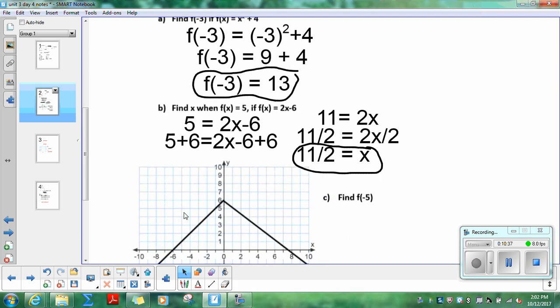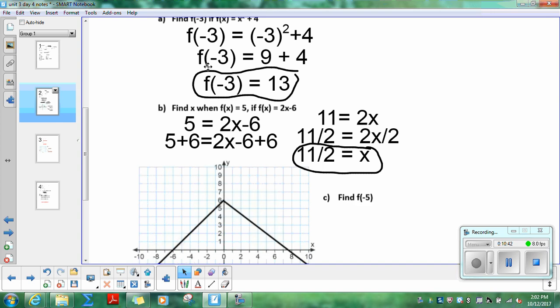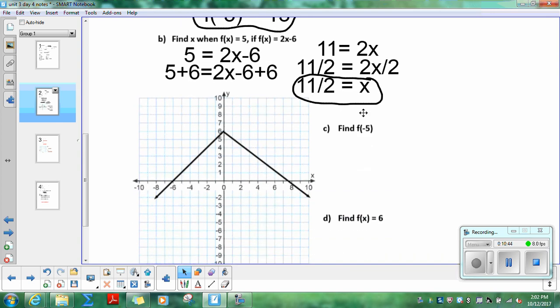Okay? C. So here it is. A and B were done algebraically. Graphically, it's just looking around and seeing what it is. Okay? Find f of -5. That means they gave us what the x was. We need to find what the y was when x is -5.